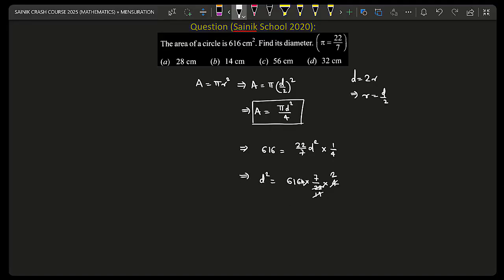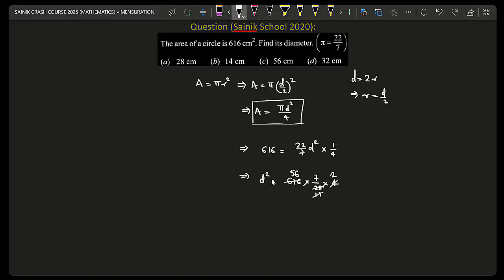See, 616, divisibility rule by 11. You can check whether 616 is divisible by 11 or not. Yes, sir, 56. 11 5s are 55 and 11 6s are 66. Now 56 into 7 into 2 we got, and we want to find the value of d. So what can we do? 56 into 7 and then we will multiply by 2.